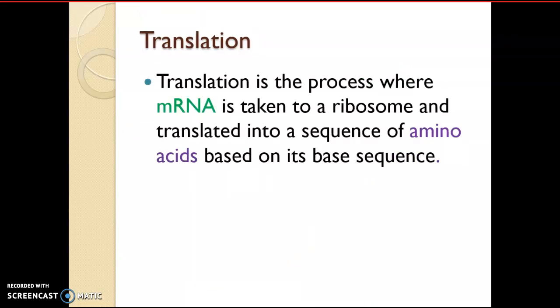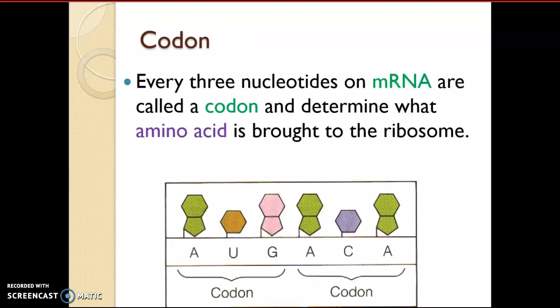So translation is the process where mRNA is taken to a ribosome and translated into a sequence of amino acids based on its base sequence. So basically the mRNA strand is read 3 nucleotides at a time, and that information is going to tell the ribosome which tRNA molecules should be matching up with that part of the mRNA strand. That will make sure that the appropriate amino acids get brought at the correct time so that we build this protein properly. As I said, guys, every 3 letters of the mRNA strand are read.